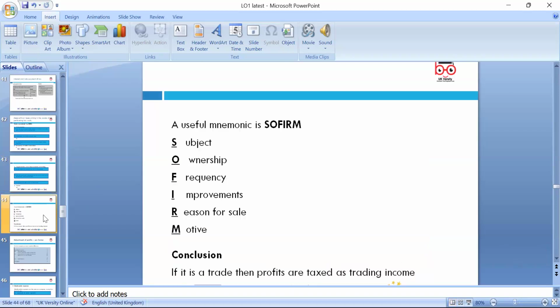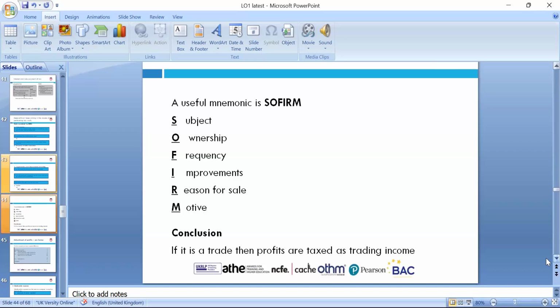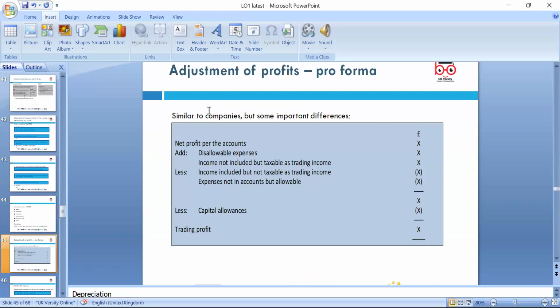So please, that's quite crucial. So the factors are subject, ownership, frequency, improvement, reasons for sale, and motive. That's all we need to keep in mind. If it is a trade, then the profits are taxed as trading income. Those we need to look around.